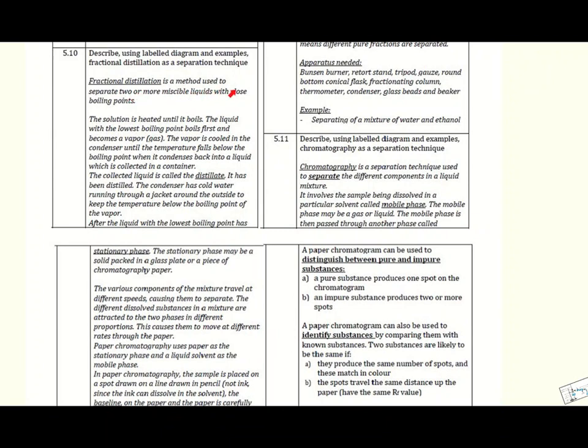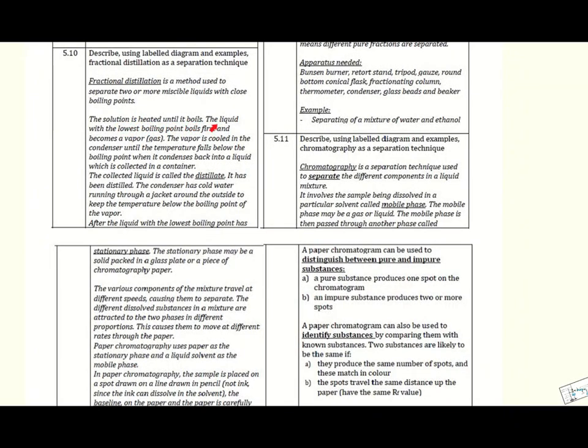Fractional distillation is a method used to separate two or more miscible liquids that have close boiling point. Remember, simple distillation, it should be 10 to 20 degrees Celsius difference. Here we need the boiling points to be very close, and it's used to separate two or more liquids. It works in the same way as simple distillation.